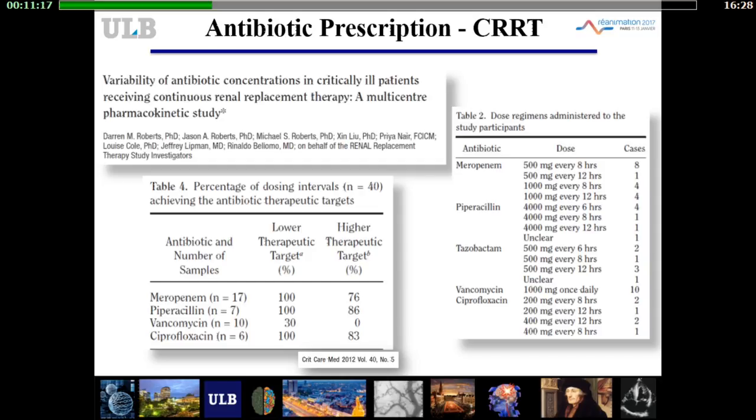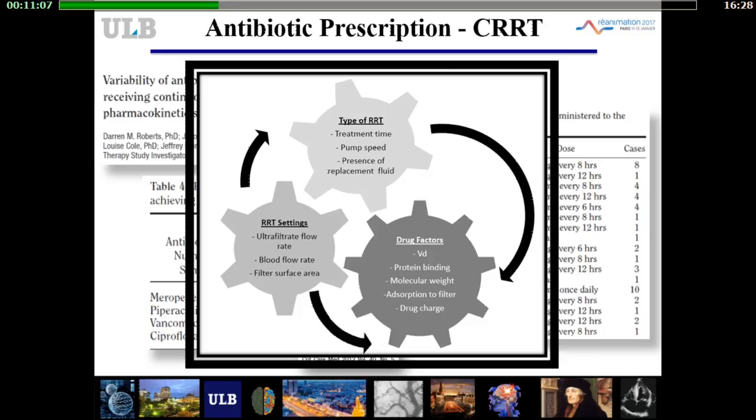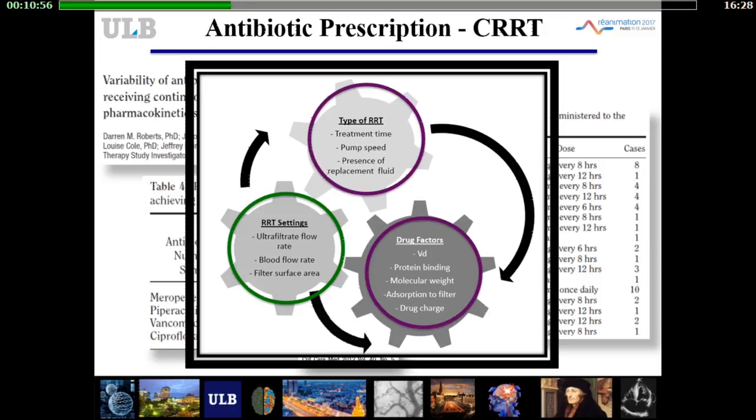Whether or not this insufficient concentration can influence the outcome of patients, we don't know, but this, of course, may have some influence, for example, on the occurrence of resistances. And this variability is due to what? First, to the device prescription itself. You may imagine that the intensity, the dose of CVVH, can influence the clearance of the drug. But also the time of CVVH, some membranes, you will see in the next slide, and some factors related to the patient.